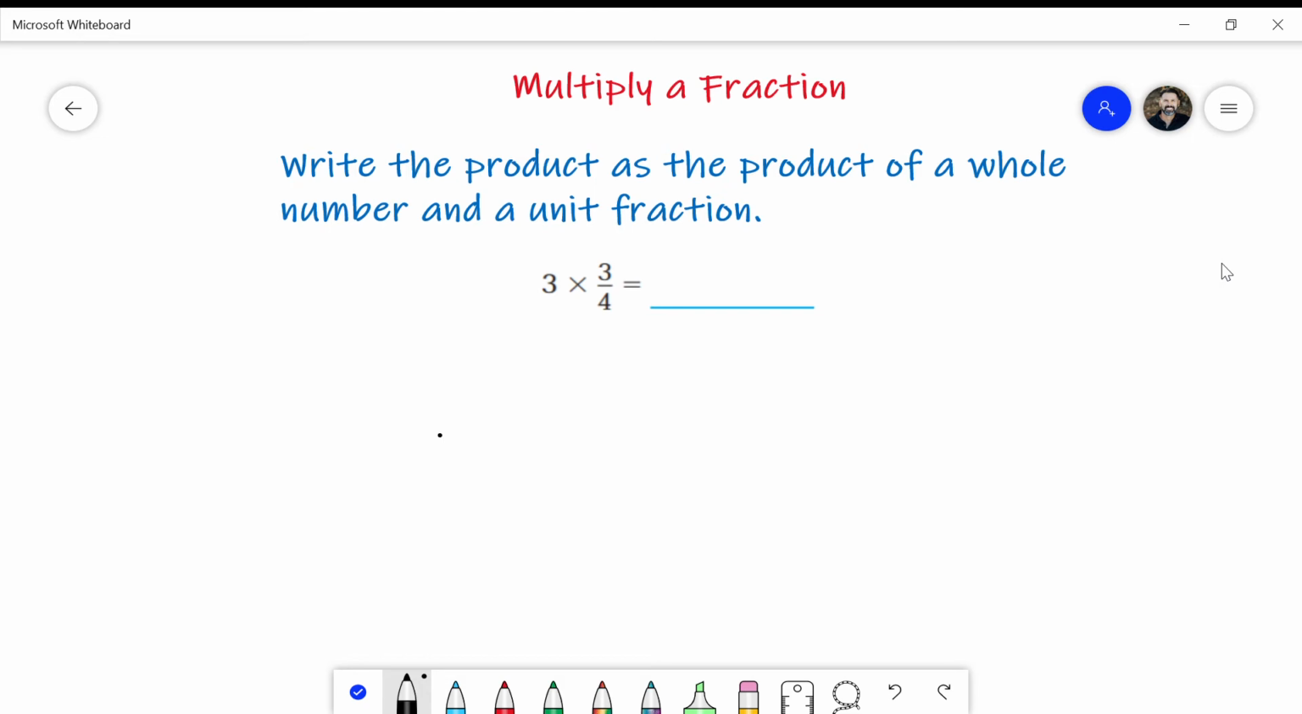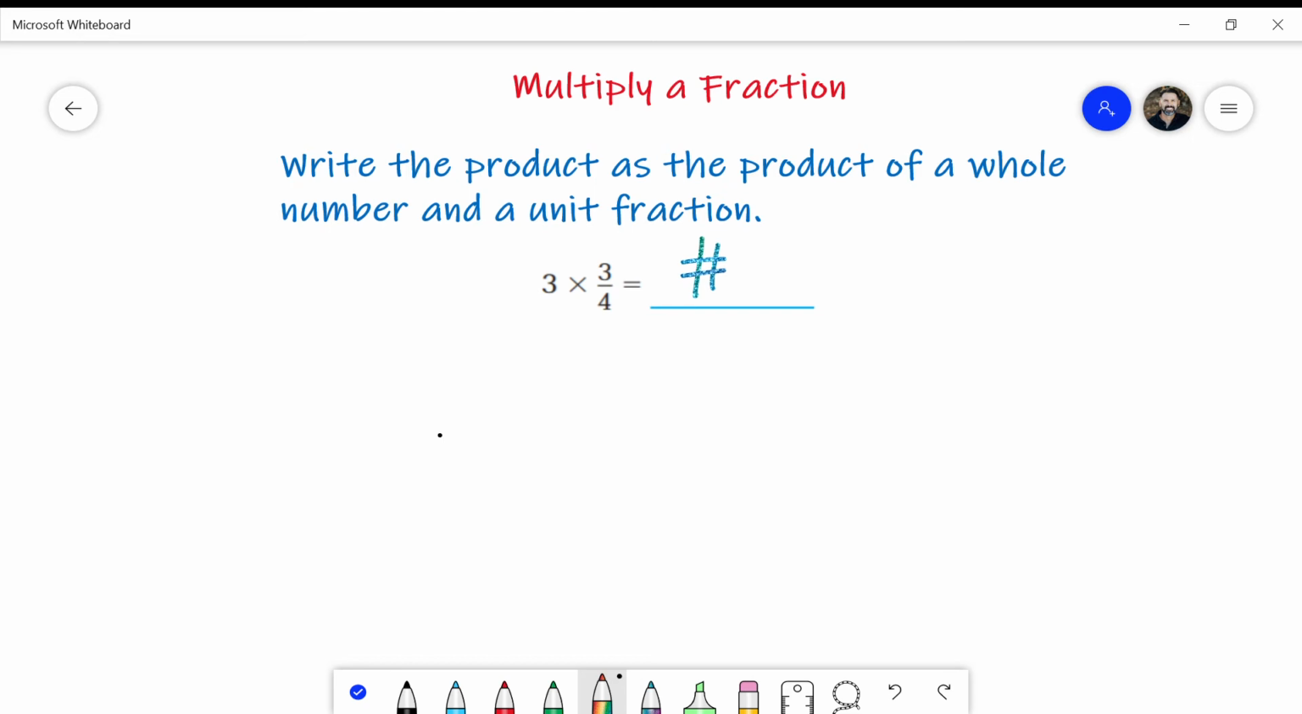So here we're going to look at write the product. The product is the answer to a multiplication problem. So right here, this answer, whatever that number is, we want to write that answer as a product of a whole number and a unit fraction. That part's a little tricky.